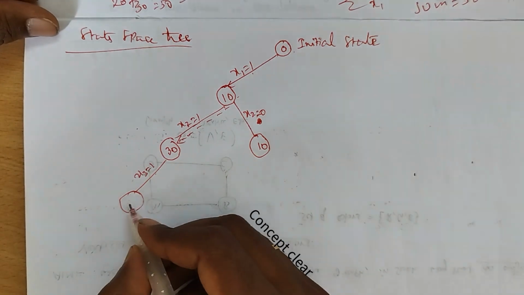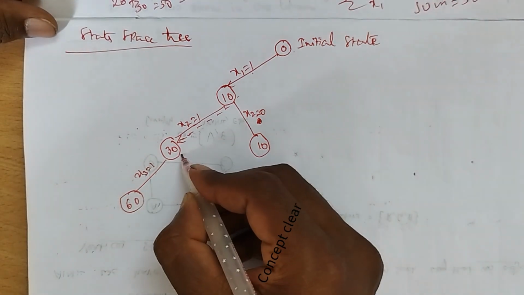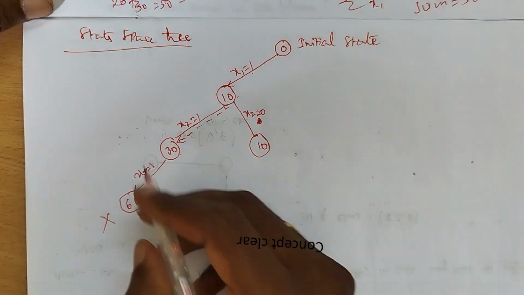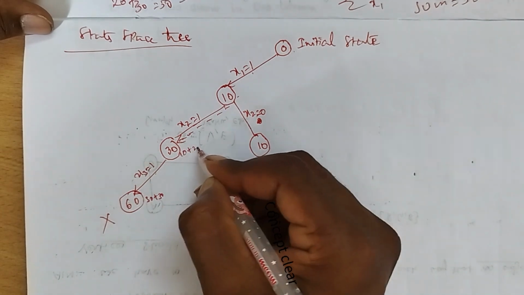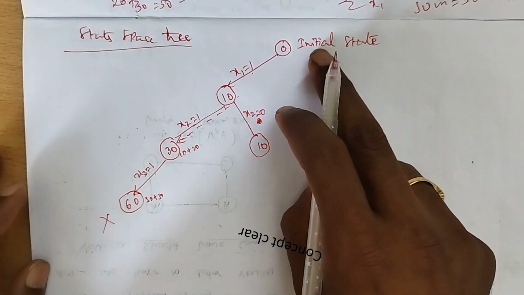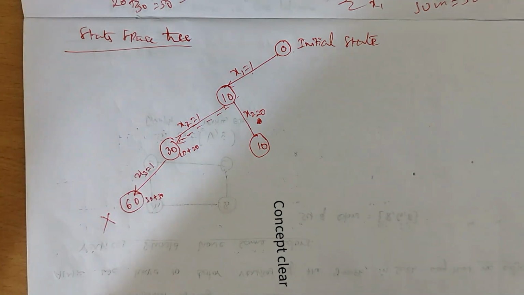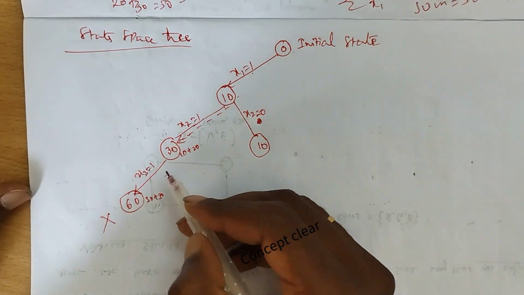If we are considering x3 equals 1, what is the value? The x3 value is 30, so 30 plus 30 is 60. It is not possible. This is not the correct way. Here 10 plus 20 is 30. If you travel from 0 along this path, it is not correct. The path x1 equals 1, x2 equals 1, x3 equals 1 is not possible.